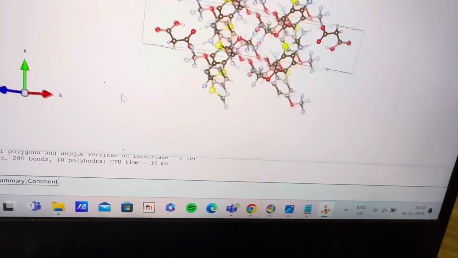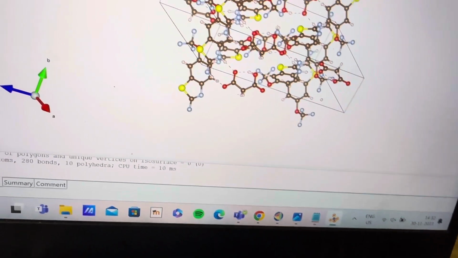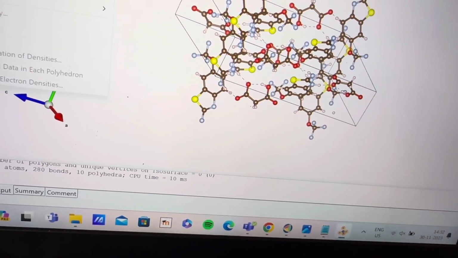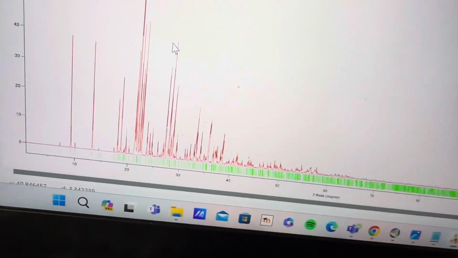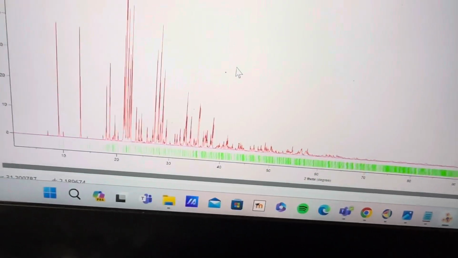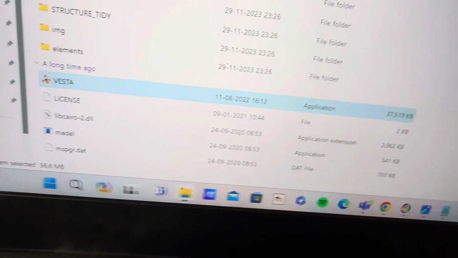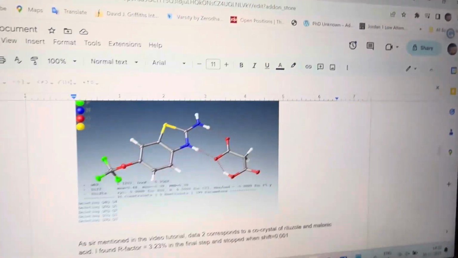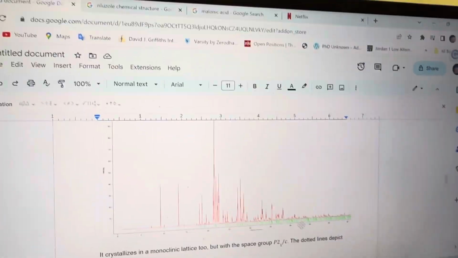So this is what it looks like, and now we click on utilities and go to the powder diffraction pattern construction. Click on calculate and it plots over here. So this is the PXRD pattern for RML. I'll close all these windows now. So the PXRD pattern has been shown over here. I have attached it.